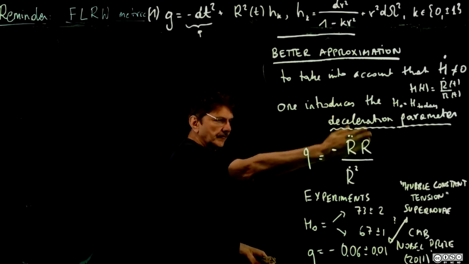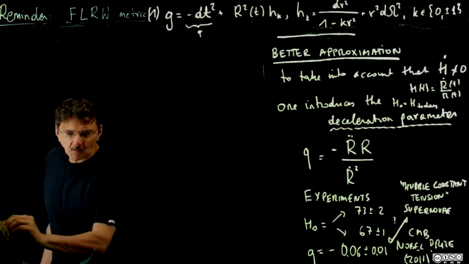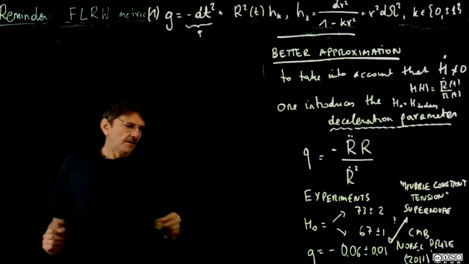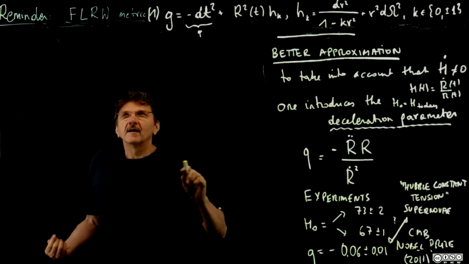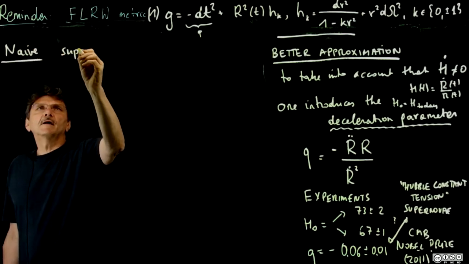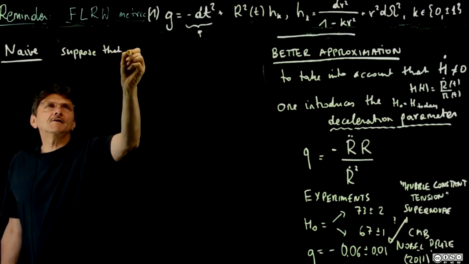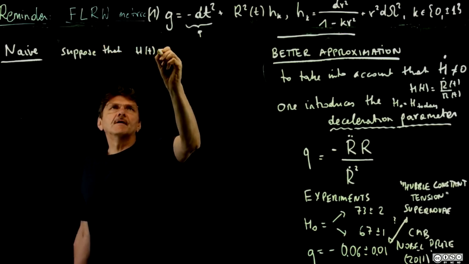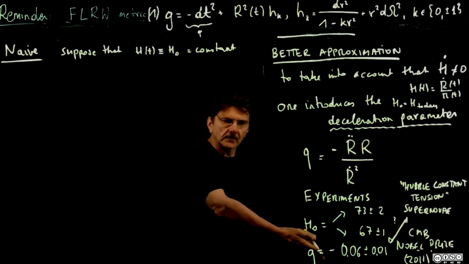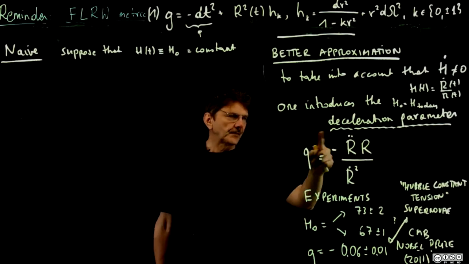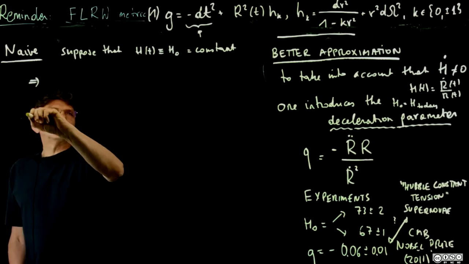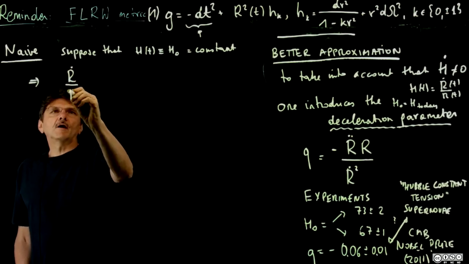We have Q, we have H, and the question is, what are physical models which are compatible with this kind of behavior? So just a naive observation, suppose that H actually is constant. So H of t is H zero, constant. We know it's wrong, because if this parameter is not zero, then it means that H has to change.